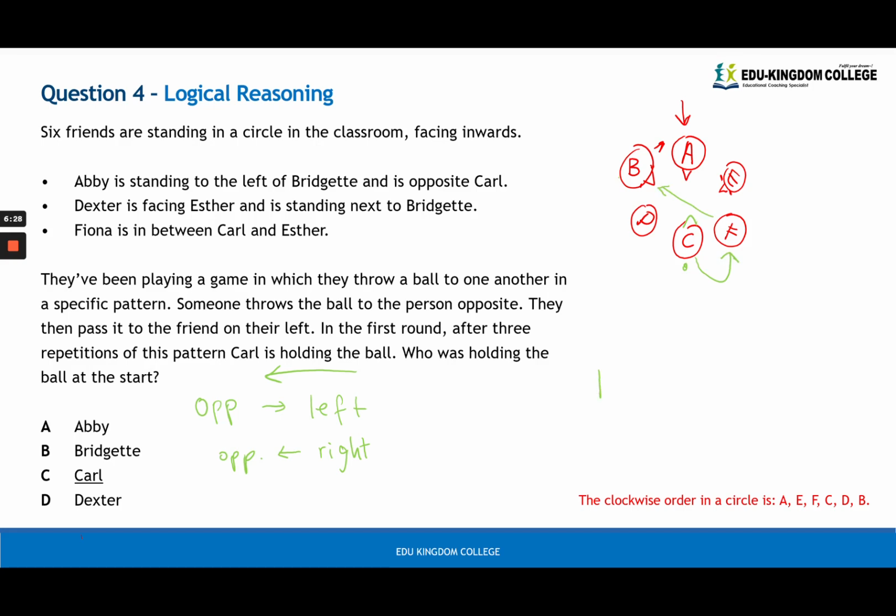Now go right of Bridget and then opposite. We get Esther. That's 2. Last round, Esther's right would be this way. So it's Abby, and then throw it back, and now it's Carl. So it actually has come all the way back to Carl after 3 reps.